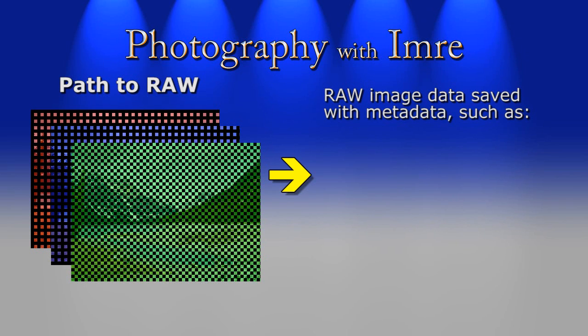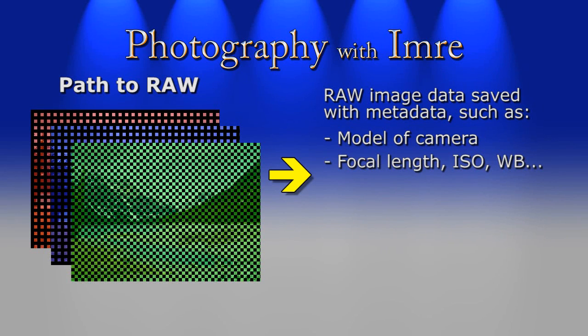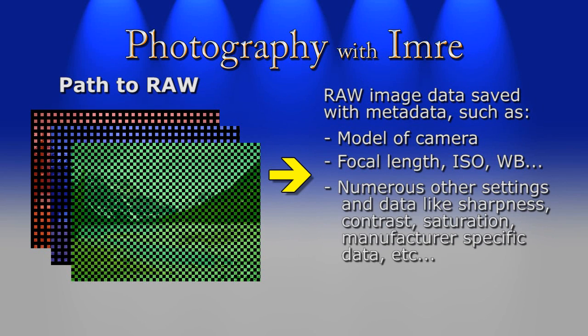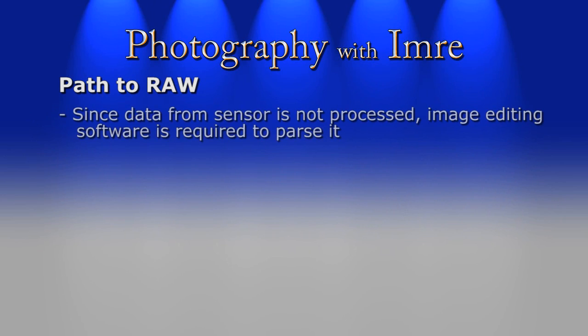The metadata contains details such as the model of your camera and boatloads of settings such as the focal length the image was shot at, sensitivity setting, what the white balance was, and what the sharpness, contrast, and saturation settings are set to. But to be clear, the raw pixel data is more or less left alone. This is why you need some sort of image editing software to open and process RAW files, because instead of the camera doing all the work, the software and your computer perform all those image processing steps. And this brings us to some of the pros and cons of RAW and JPEG files.